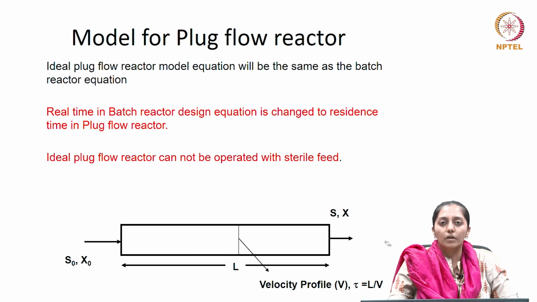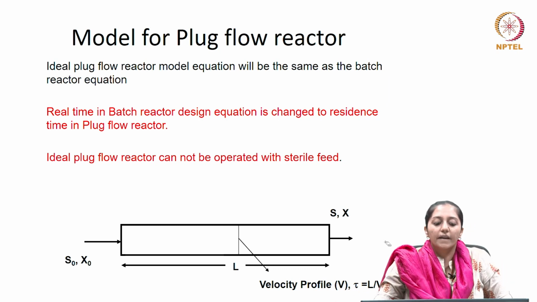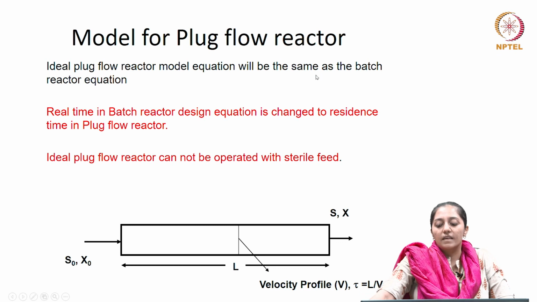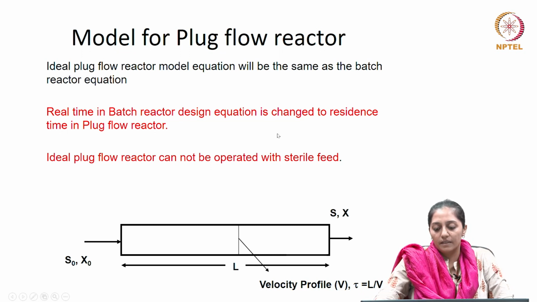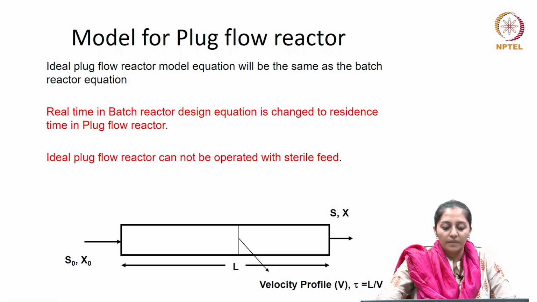Let's begin with the model for the plug flow reactor, whose kinetics is like a batch reactor, but the flow is continuous, which means that the substrate is continuously being fed in, and as it moves through the tubular reactor, the substrate gets converted to product. So the ideal plug flow reactor model equation is the same as the batch reactor equation. Real time in the batch reactor design equation is changed to the residence time in the plug flow reactor. An ideal plug flow reactor cannot be operated with sterile feed.